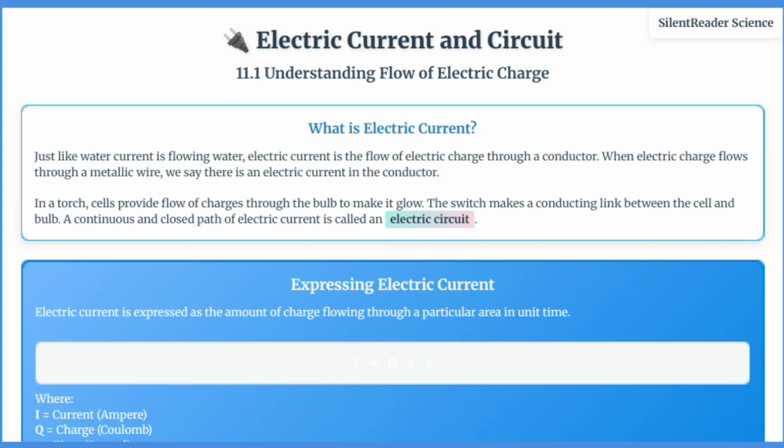We express electric current mathematically as the amount of charge flowing through a particular area in unit time. The formula is I equals Q divided by T, where I is current in amperes, Q is charge in coulombs, and T is time in seconds. Interestingly, in metallic wires, it's actually electrons, which are negative charges, that constitute the flow. But by convention, we take the current direction as opposite to electron flow, from positive to negative terminal.